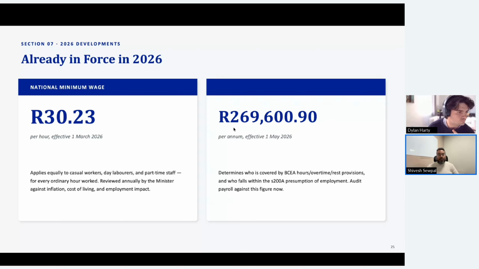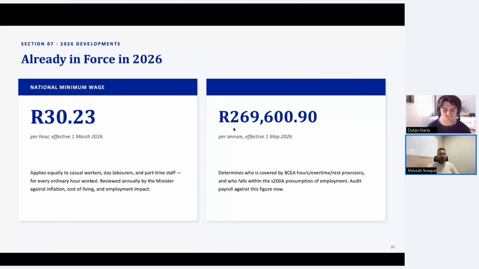Second, the BCEA earnings threshold. The BCEA earnings threshold increased to 269,600 Rand and 90 cents per annum from 1st of May 2026. This threshold is very important because it affects who falls within certain BCEA protections around hours and overtime, and who benefits from the Section 200A presumption of employment.